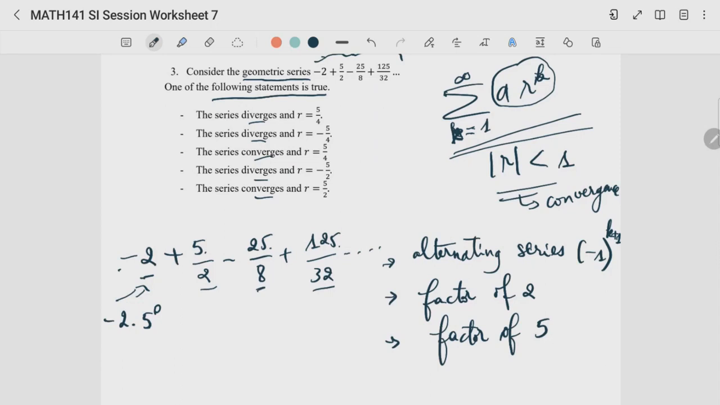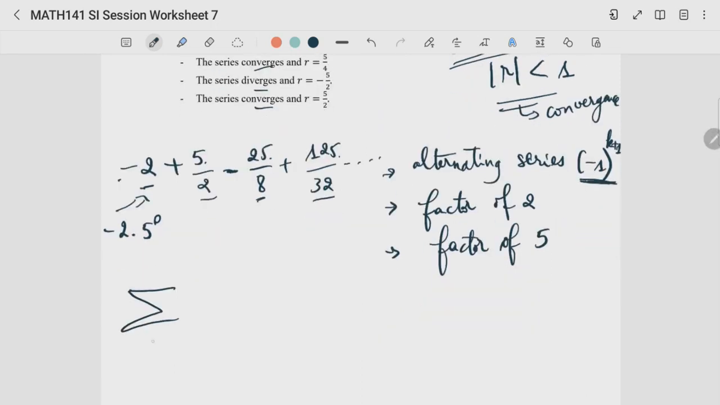And then the second term is k is equal to 1. You have negative 1 to the 1 plus 1, which is 2, which is negative 1 squared, which is a positive value, right? So you can clearly see that this factor here respects the alternating sign that we observed for the series, right?